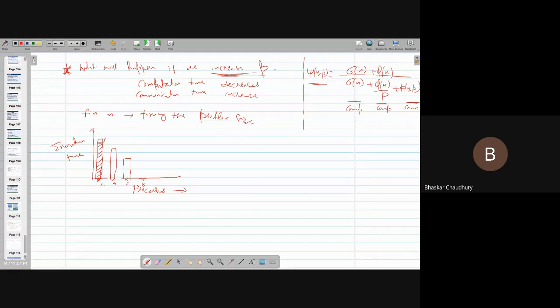Now if I come to the next bar, overall execution time has decreased, but what about the communication time? This should increase a little bit. All of you agree? Yes, sir. A little bit has increased, but computation time will go down. The computation time decreases, communication time increases as you increase p. So I'm increasing p, so that is consistent. Again, the communication time will increase and computation time will decrease. Up to this point, everything is clear?